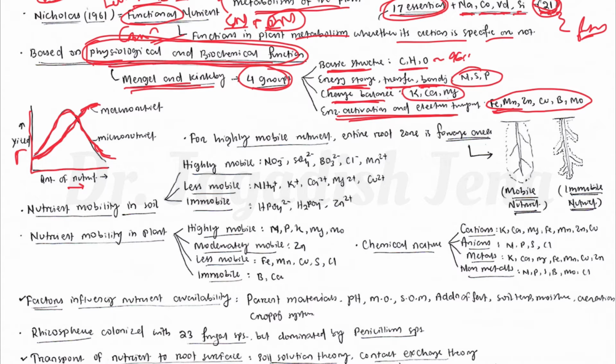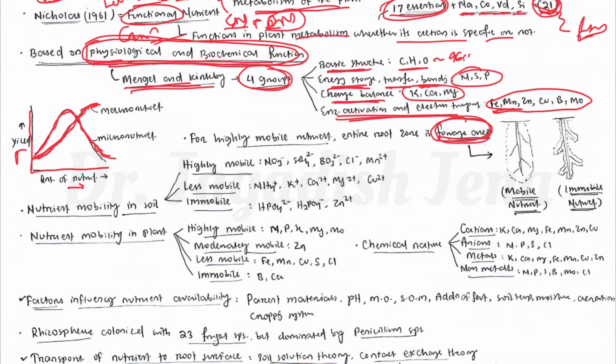Now, when a plant is taking up nutrient, the area from which it is taking up the nutrient is, from the nutrition point of view, called the forage area, right? The surrounding area around the root, the area where the plant takes up the nutrient, is called the forage area. And this forage area is much larger or much wider in case of mobile nutrient than the immobile nutrient.